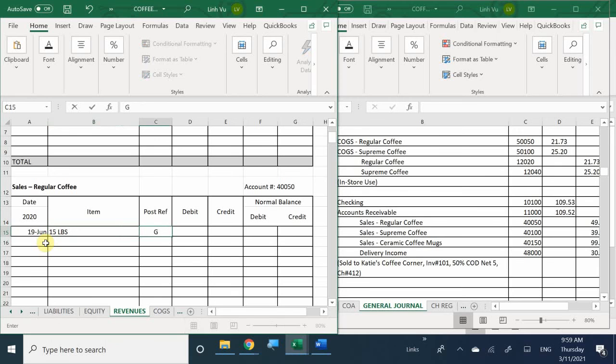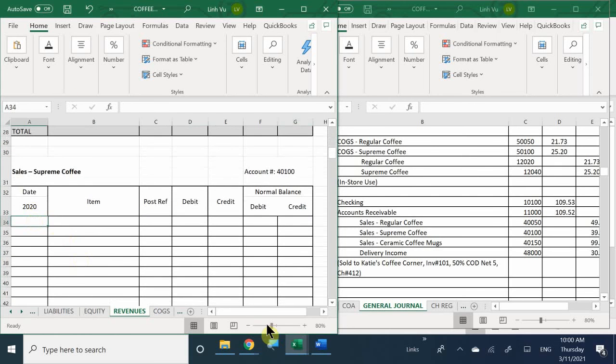General journal number 7. All right, and how much did that cost me? 49.35. So therefore, I should have a 49.35 credit balance. Okay.